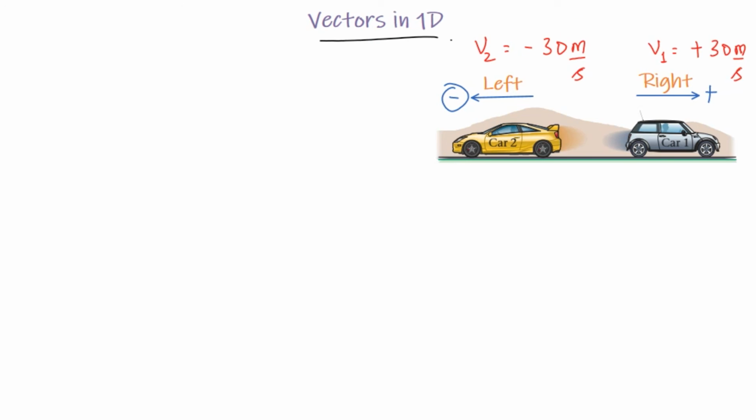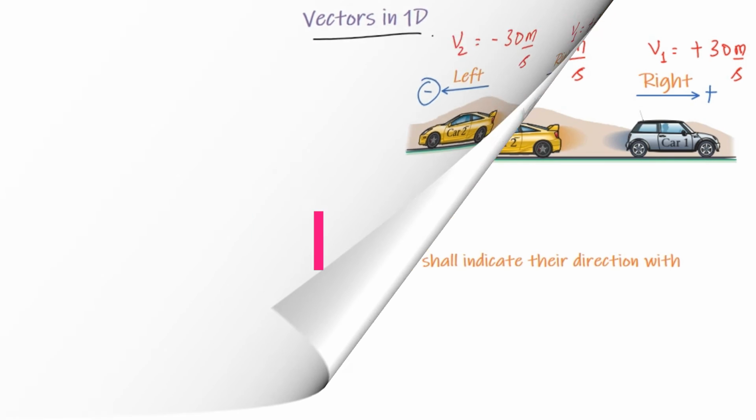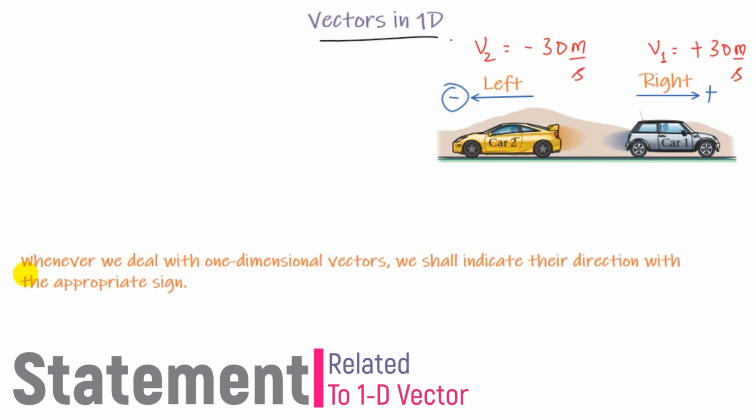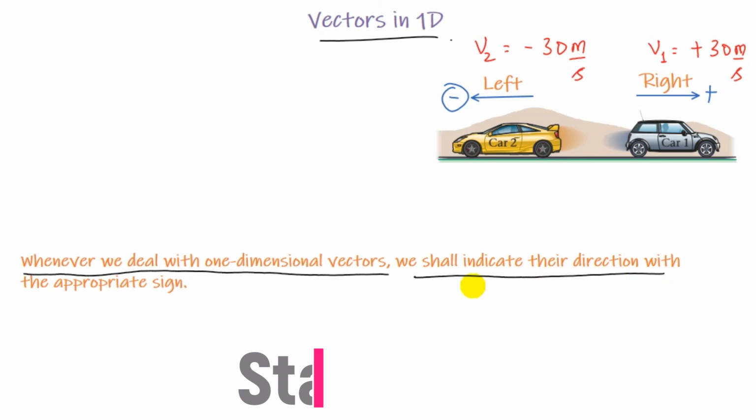Whenever we deal with a 1 dimensional vector, we shall indicate their direction with the appropriate sign. I have written the statement here that whenever we deal with 1 dimensional vectors, we shall indicate their direction with the appropriate sign. So this is all with this video, and with this the first chapter is over. Next we're going to discuss the questions based on the concepts that we studied in chapter 1. So thank you.